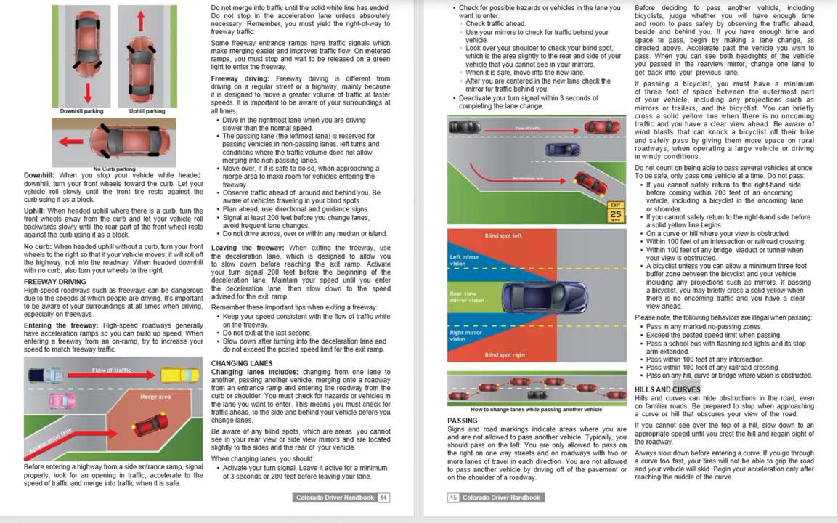Hills and curves. Hills and curves can hide obstructions in the road, even on familiar roads. Be prepared to stop when approaching a curve or hill that obscures your view of the road. If you cannot see over the top of a hill, slow down to an appropriate speed until you crest the hill and regain sight of the roadway.